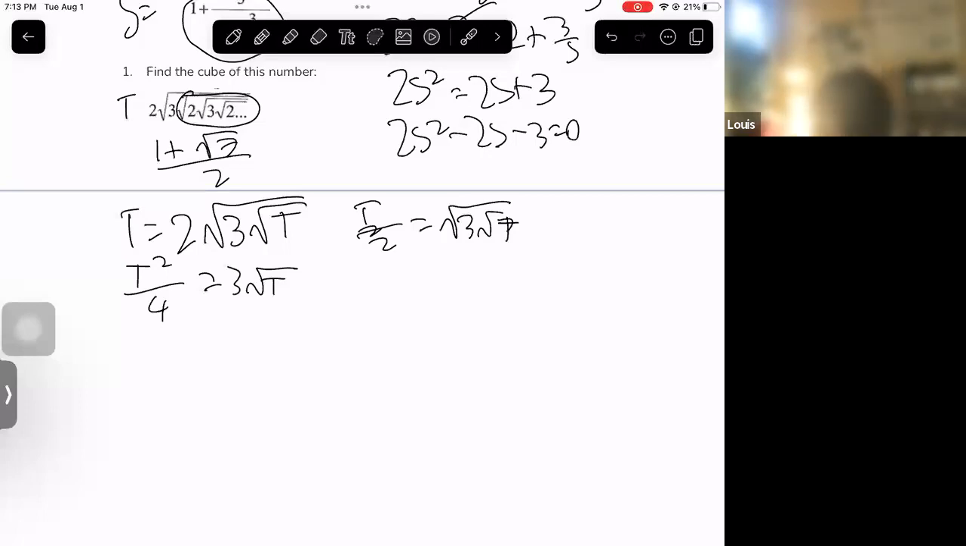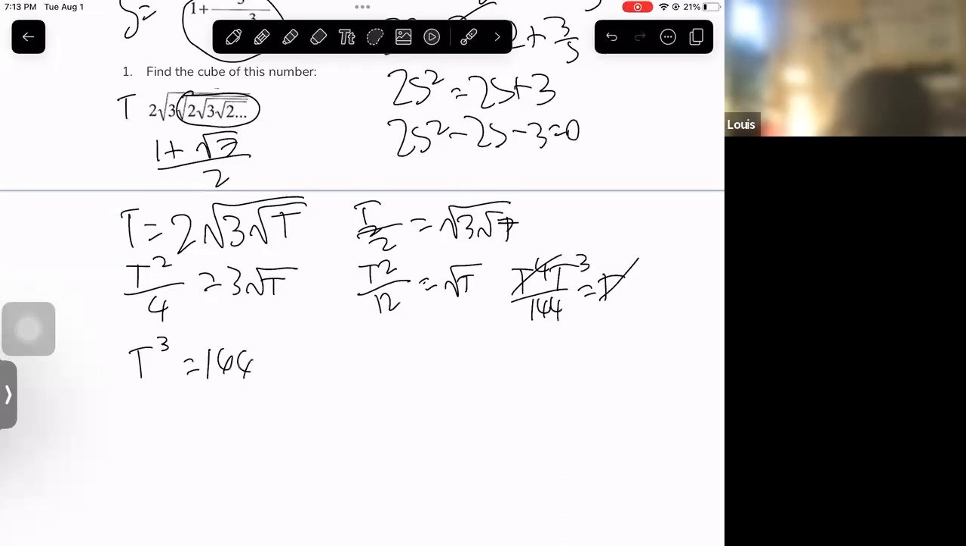So t squared over 12 equals square root of t. And then we have that t to the fourth over 144 equals t. And these two cancel to give us t cubed. And if we multiply 144 to both sides, we have that t cubed equals 144, which is what we're asked to find, since we're asked to find the cube of the number. Questions?